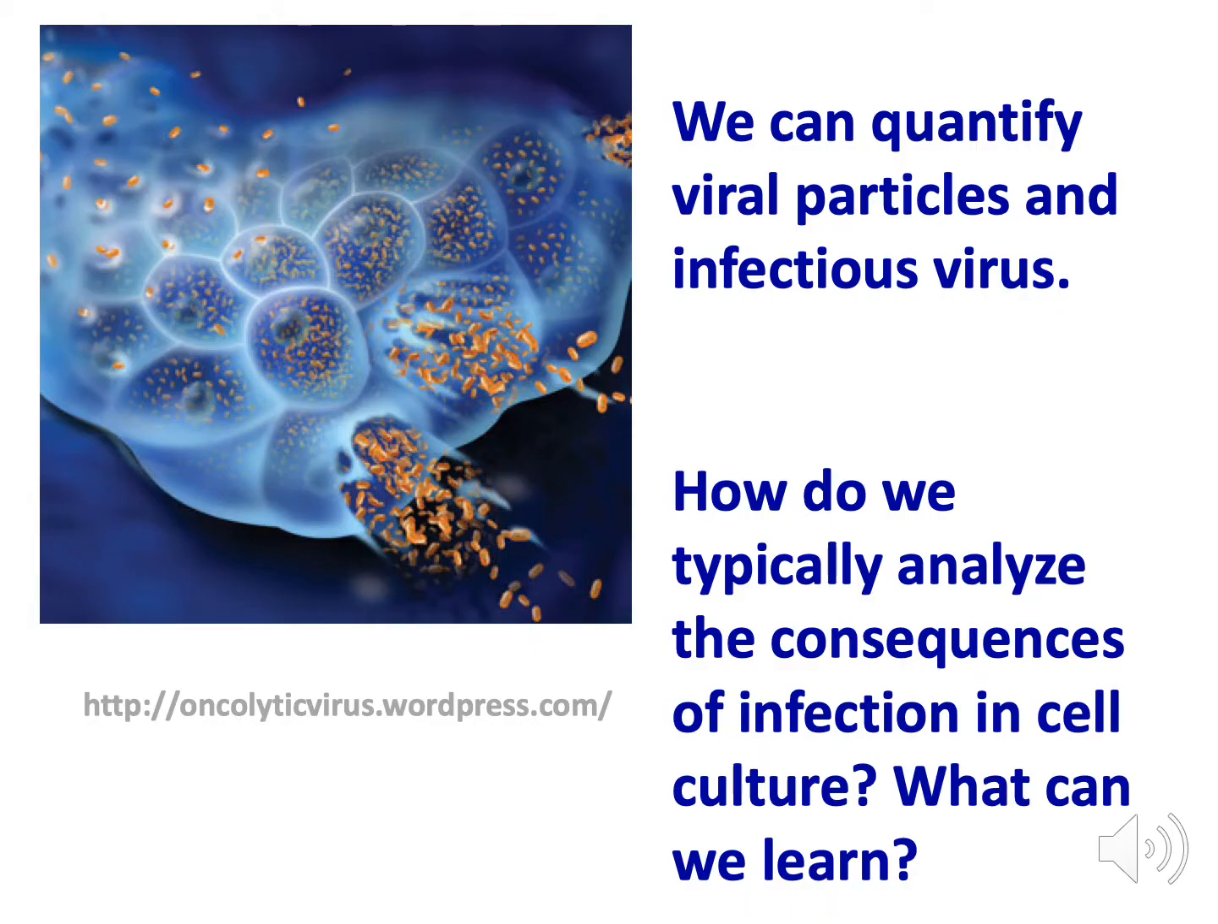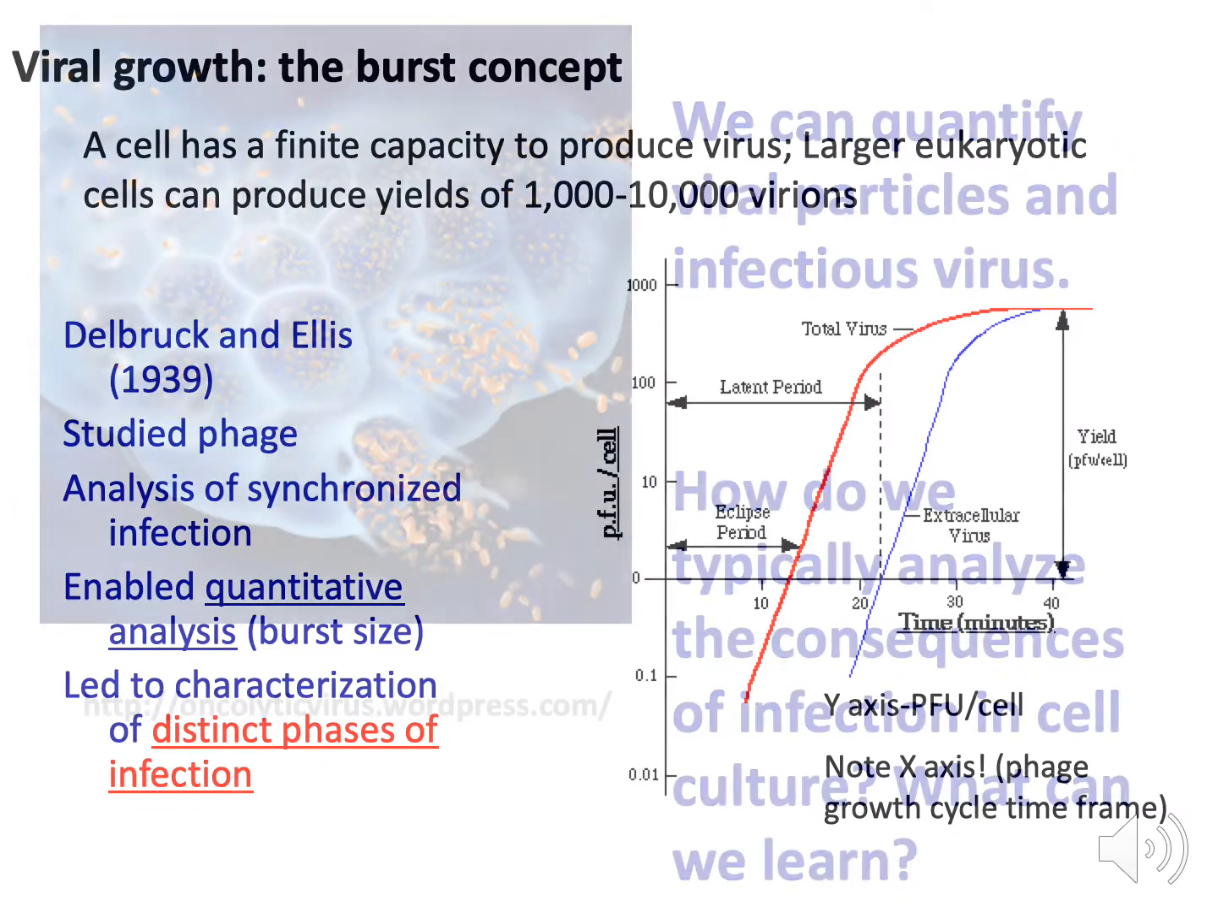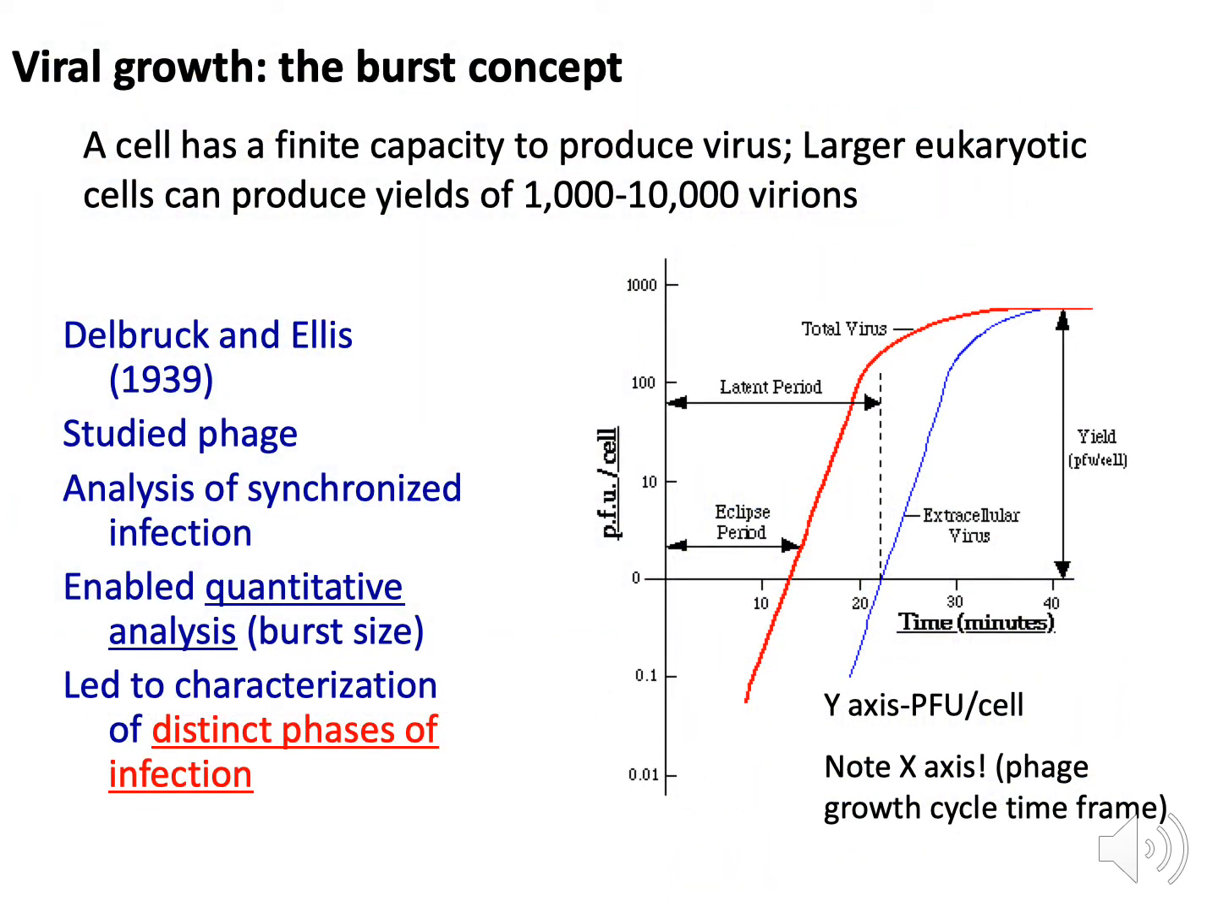So we're going to finish up a couple of slides on quantifying viral particles and infectious virus. And so we're going to start with the concept of the viral burst. Cells have a finite capacity to produce virus, and that will be characteristic of different kinds of cells and different kinds of viruses. Larger eukaryotic cells can produce as many as 1,000 to 10,000 virions after being infected.